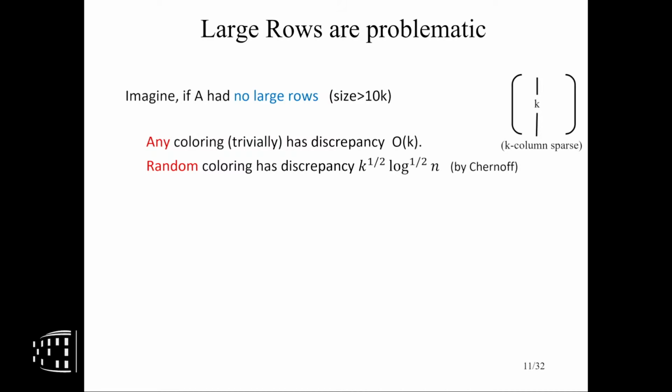Indeed, if you lived in a world where there were no large rows, so every row was of size less than 10k, you trivially have the Beck-Fiala result. Any coloring works, color everything 1 gives you Beck-Fiala. Random coloring gives you root k root log n, just by Chernoff bounds. Standard deviation is root k, and then you take a union bound over the n things. So all the pain is coming because of these large rows.